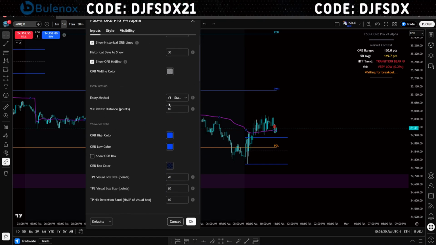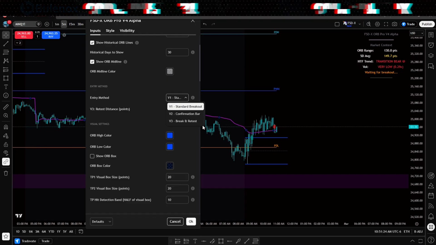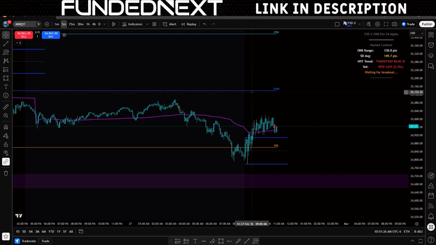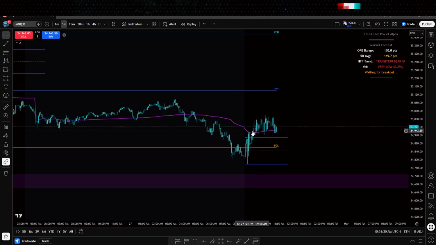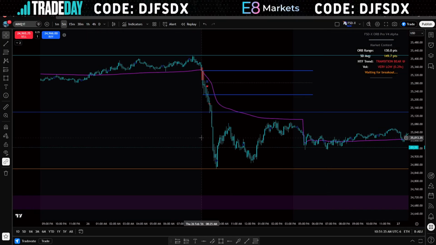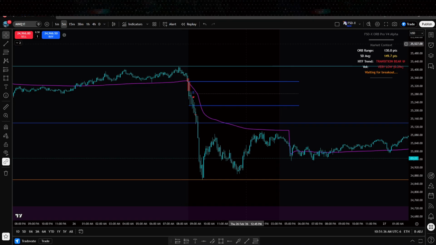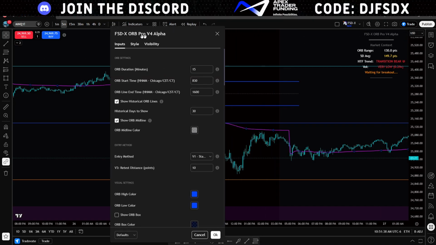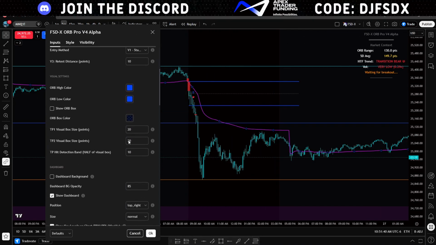Okay, so this is the entry models. So this is the standard breakout. So today we didn't get a valid breakout, so I won't use that one since we weren't above VWAP. So a valid breakout needs to be above VWAP to be considered. So I'll show you over here.